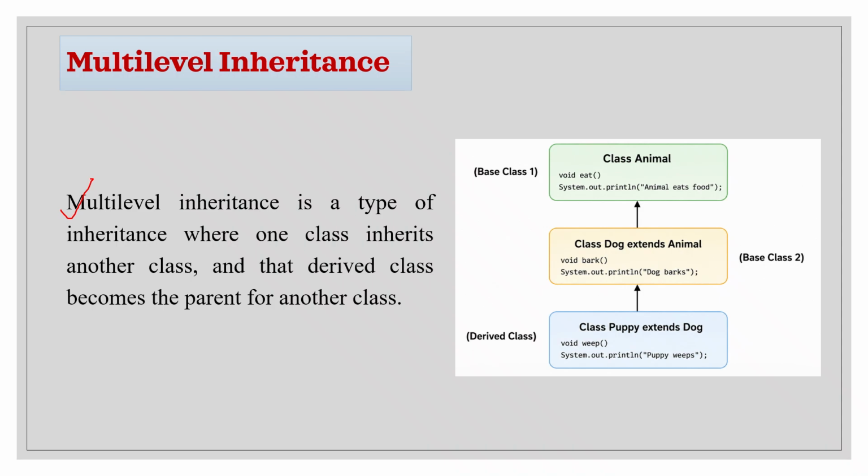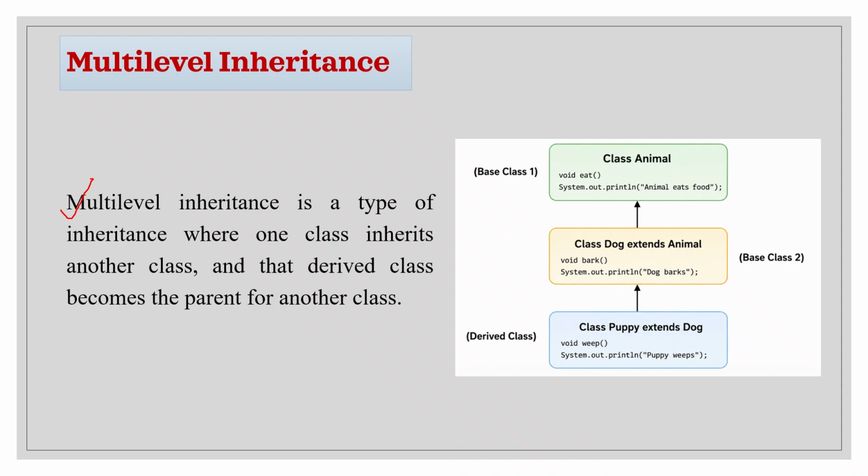Don't worry if it sounds confusing, let's understand it with a very simple real life example. Think about a family tree. Suppose your grandfather has some properties or land. Your father can use those properties because he inherited them from your grandfather. Now you can also use those properties indirectly through your father. So the inheritance is happening level by level, grandfather to father, father to you.